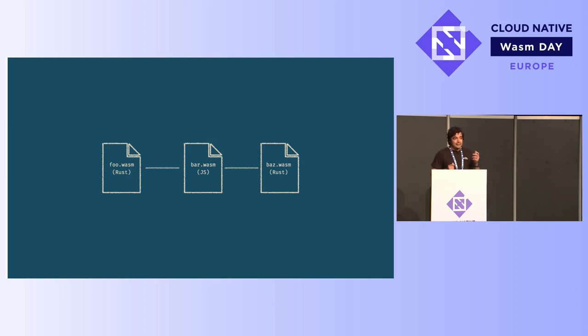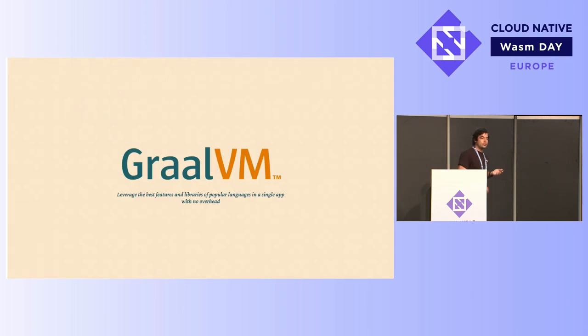So even though this idea is not new, I think it's a very powerful one, and other runtimes have explored this idea. The main example that I have for this is GraalVM. So Graal is Oracle's VM, which is built on top of the JVM, and uses a framework called Truffle to optimize your programs. And the idea is that you can have multiple implementations of your programs, like, for example, Ruby has TruffleRuby, and then you can run all those programs on top of the GraalVM, and then they can communicate between each other. So their polyglot characteristic is defined as leverage the best features and libraries of popular programming languages in single apps with no overhead. So that's for the definition of polyglot.